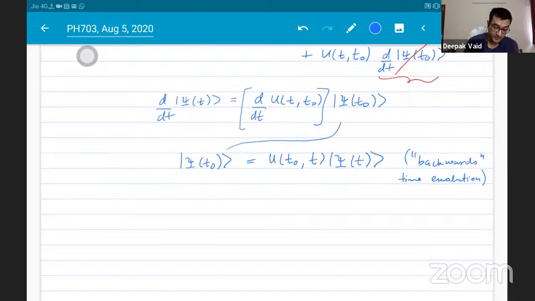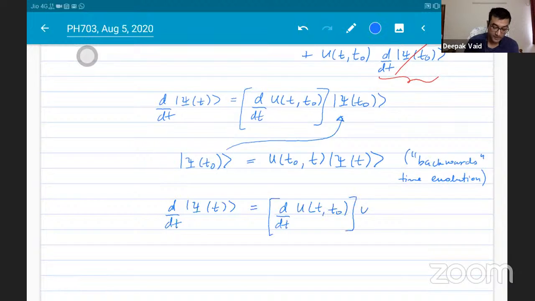So we take this expression and substitute it in here, and we get d by dt of psi of t is equal to d by dt U of t comma t naught multiplied by U of t naught comma t times psi of t.